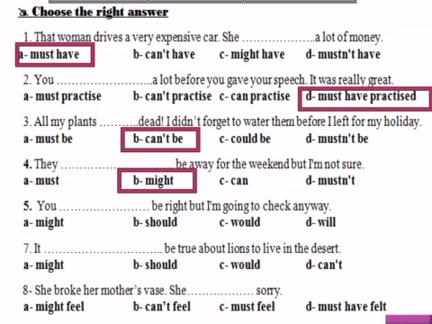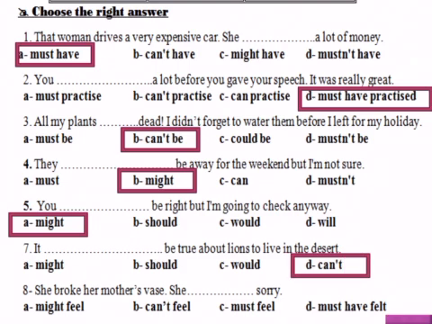Number 5, you blank be right, but I'm going to check anyway. So here I'm going to check. That means I'm not sure. So it's also might. Number 7, it blank be true about lions to live in the desert. So I'm sure that they don't live in the desert. So it can't be true.